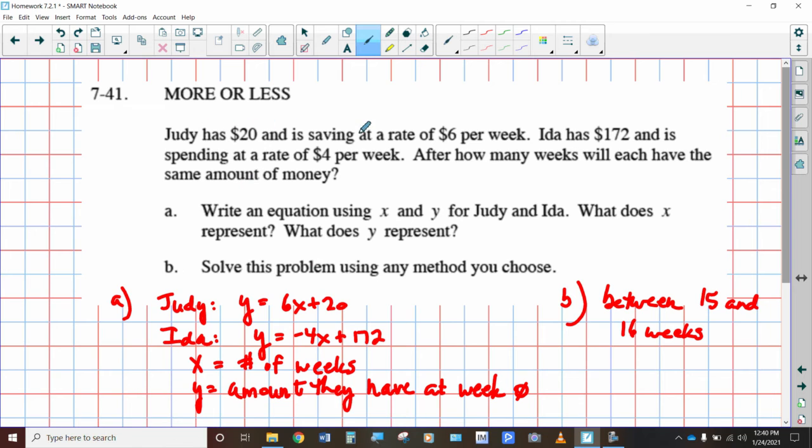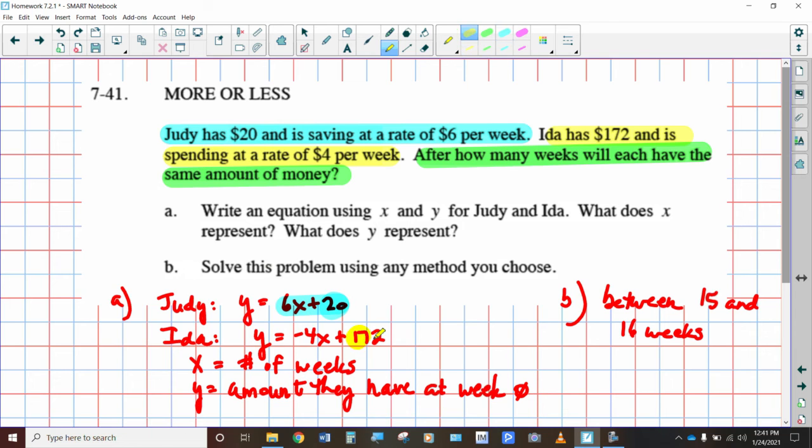Okay, Judy has $20 and is saving at a rate of $6 per week. I'm going to highlight that. That's Judy's information. Ida has $172 and is spending at a rate of $4 per week. And the question we're to answer is, after how many weeks will each of them have the same amount of money? So this is a system of equations type of problem where Judy's starting amount, she started with $20 and it's growing by $6 per week.